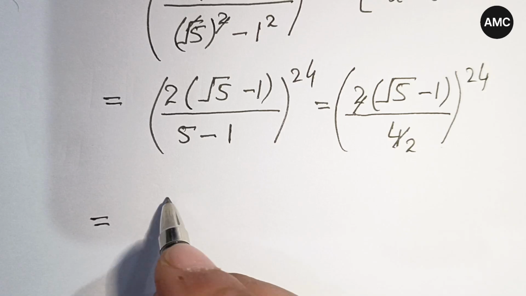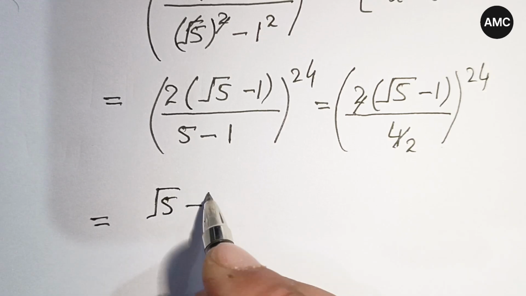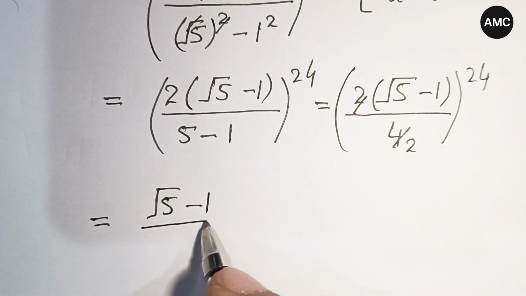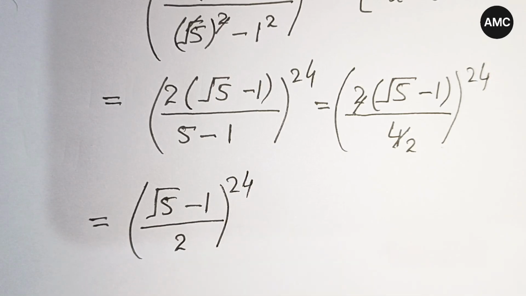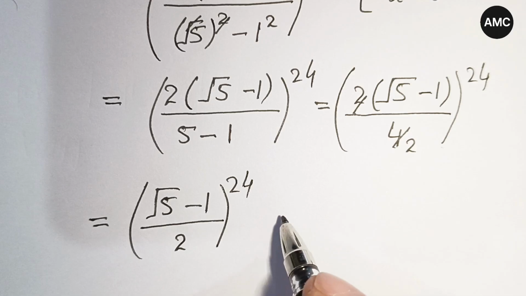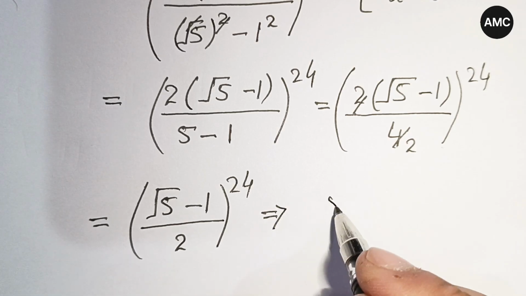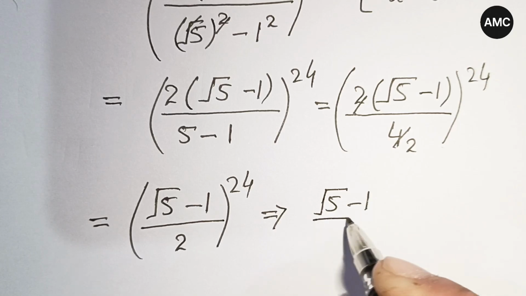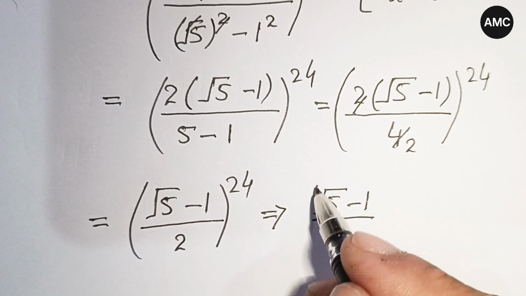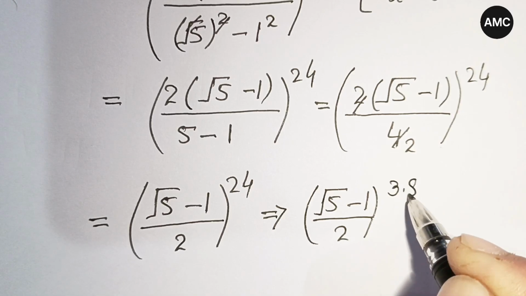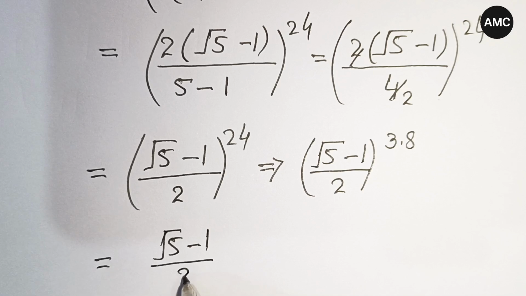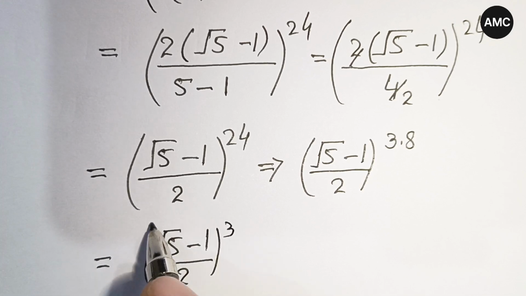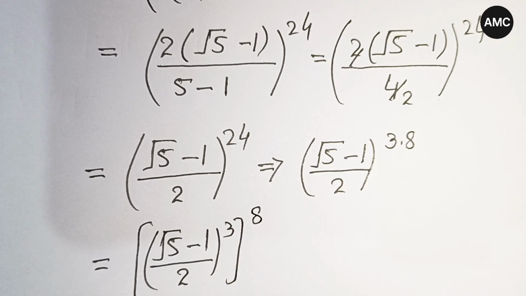Then our next step will be the square root of 5 minus 1, all over 2, whole to the power 24. Now this 24 can also be written as 3 times 8, so we have the square root of 5 minus 1 all over 2, then whole to the power 3 times 8, which is equal to 24. Now it can also be written as the square root of 5 minus 1 all over 2, whole cubed, and then whole to the power 8.